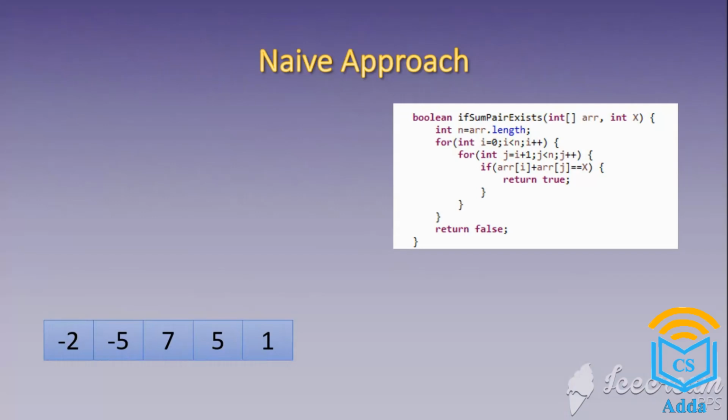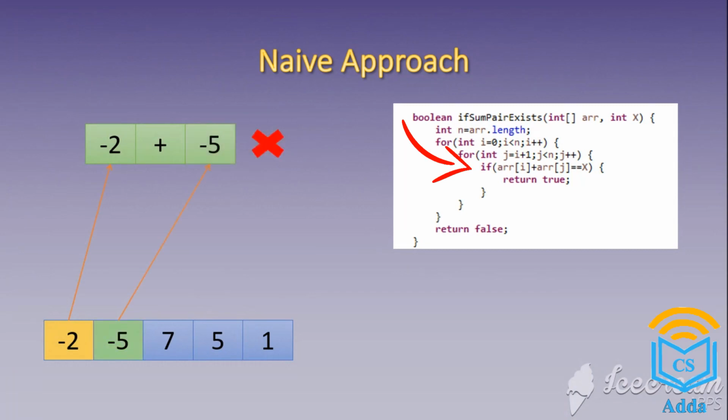In the first loop, it takes the first index value, that is -2, and then loops till the last to check for a valid pair. -2 plus -5 is not equal to 0, so the inner loop increments by 1 index. -2 plus 7 is not equal to 0, again increments. -2 plus 5 is not equal to 0, -2 plus 1 is not equal to 0.